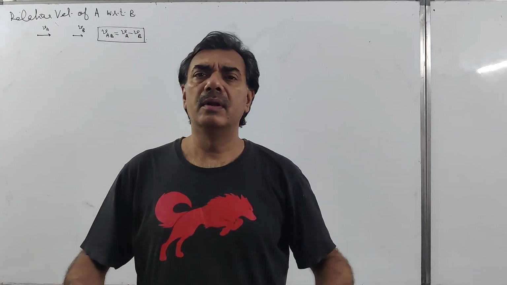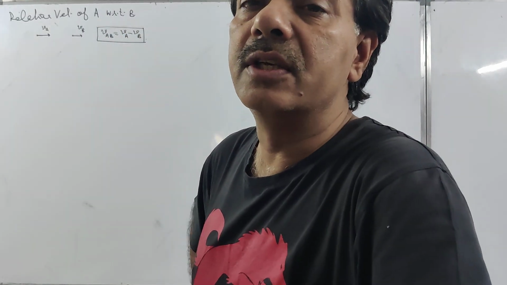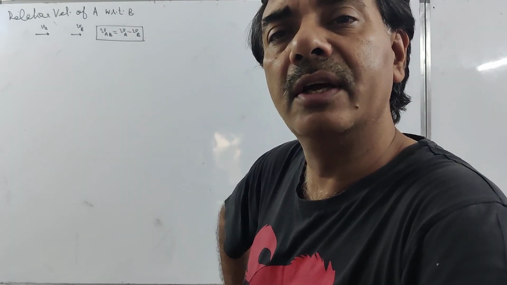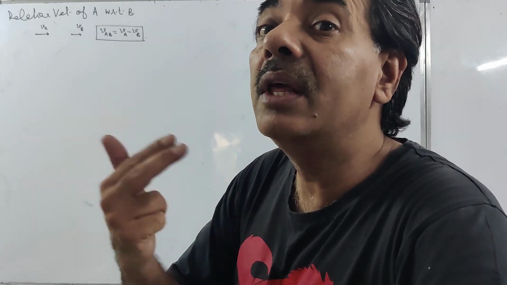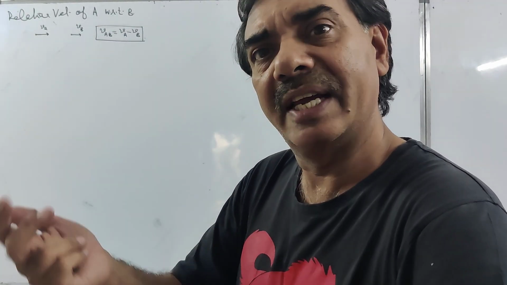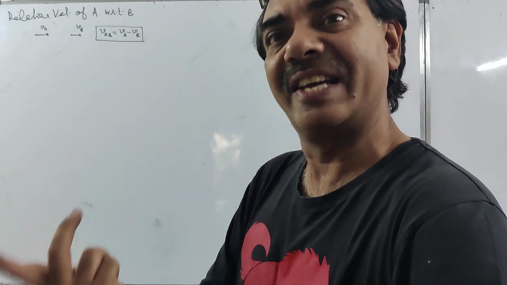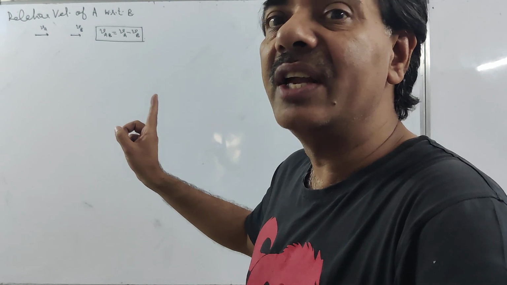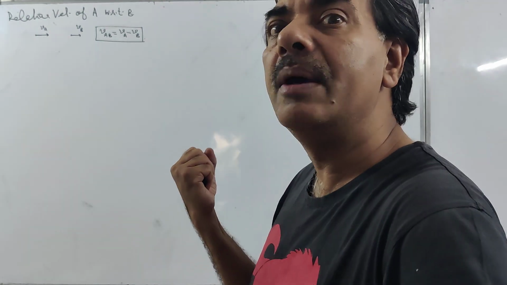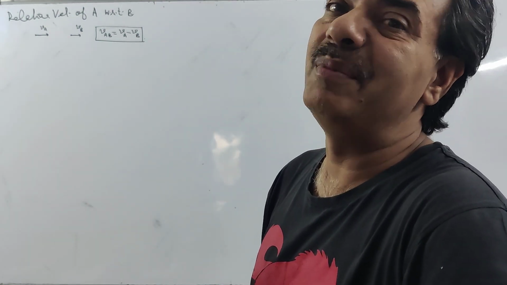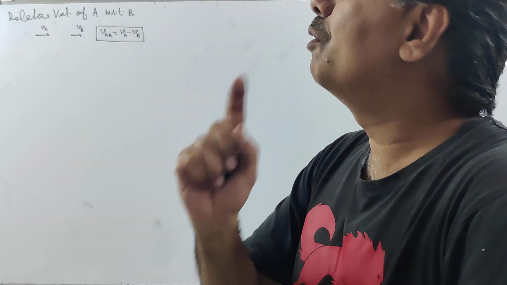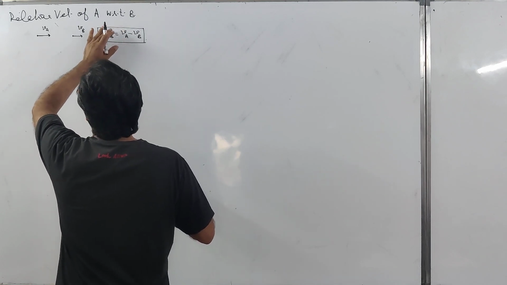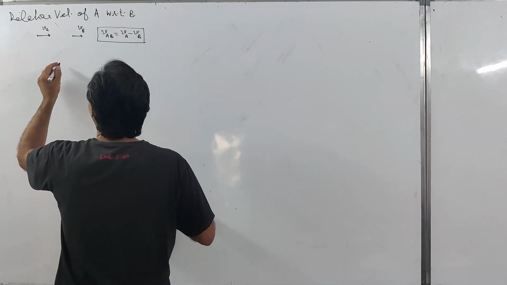It is very simple. If the speed of A is 20 meters per second and the speed of B is 15 meters per second, then A will keep gaining 5 meters per second. It appears as if B is at rest and A is approaching him with a speed of 5 meters per second. This is the meaning of relative speed, A with respect to B. This is for objects moving in the same direction.